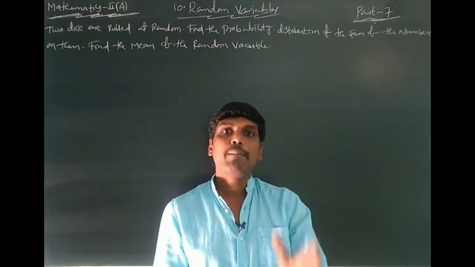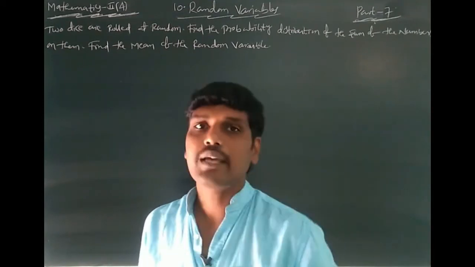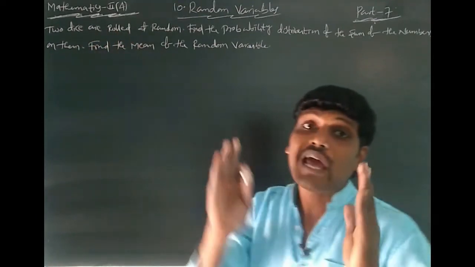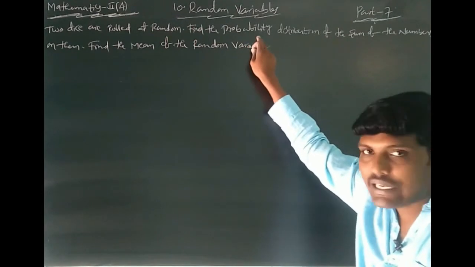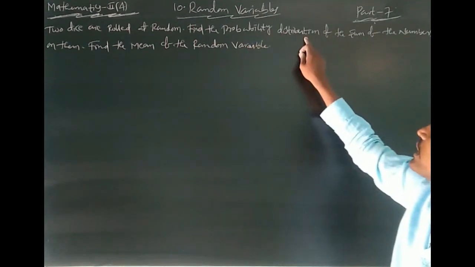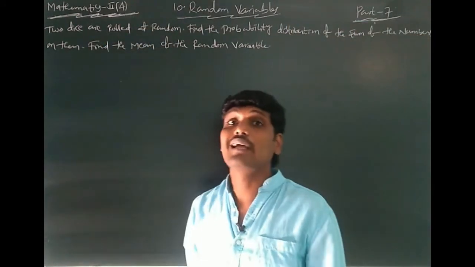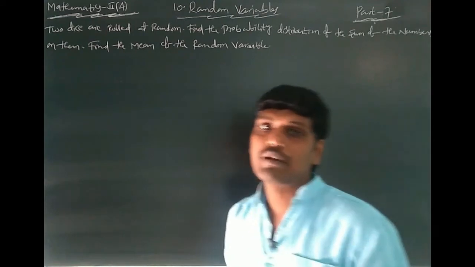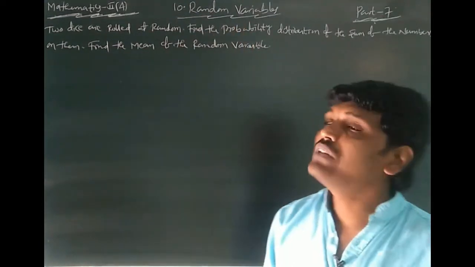In this problem, the probability distribution table is not given; you can find the table first of all. What is the problem? 2 dice are rolled at random. Find the probability distribution of the sum of the numbers on them. Find the probability distribution of the sum of the numbers on the 2 dice. Find the mean of the random variable.